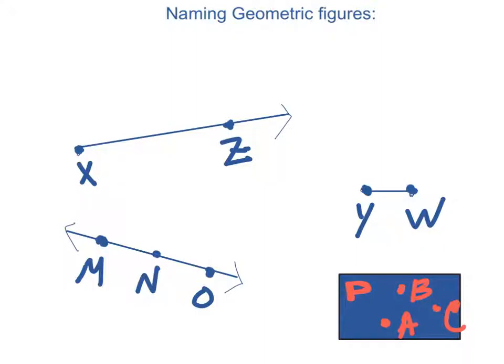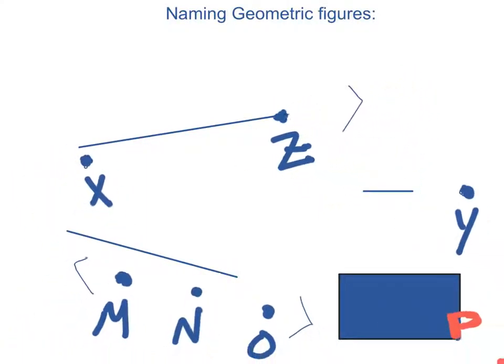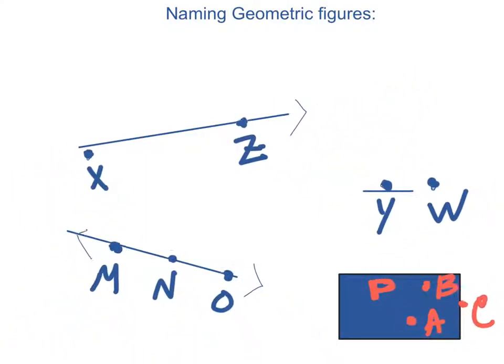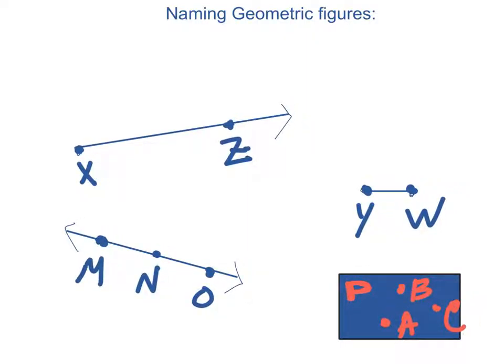Alright, so here are 4 different geometric figures. So the first one I'm going to do is this XZ up here. Since I have a point at one end and an arrow at the other, it's called a ray. Oh no, I don't want to do that. Undo, okay. So I guess we'll leave it the way it is. So we have a ray of XZ.